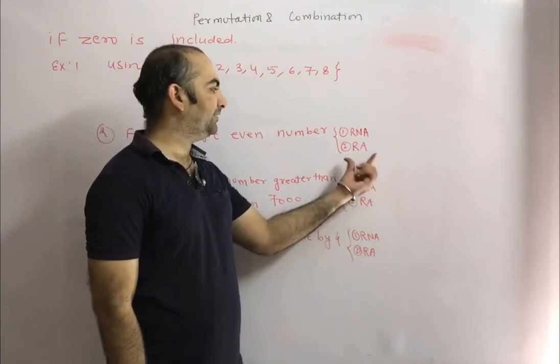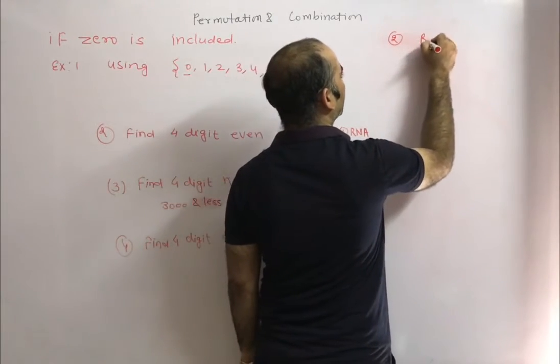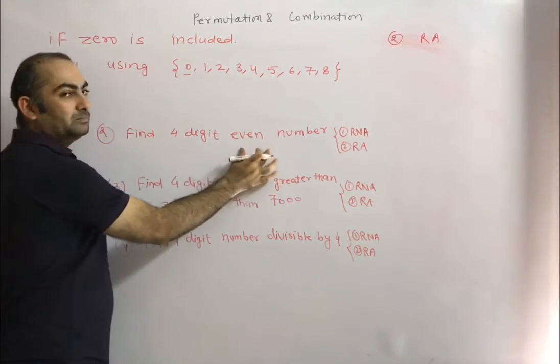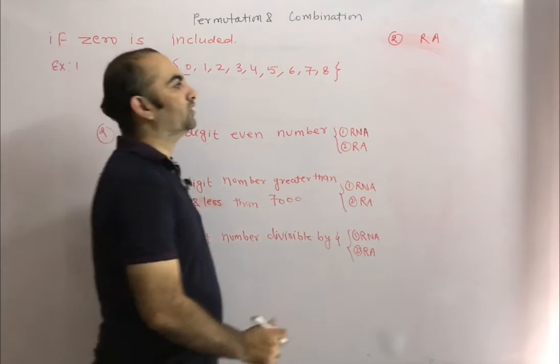The second part is repetition allowed. Now we are doing the second part, that is repetition allowed. Here also we want a 4-digit even number, where repetition is allowed. So we want a 4-digit number, that means you are taking 4 places.